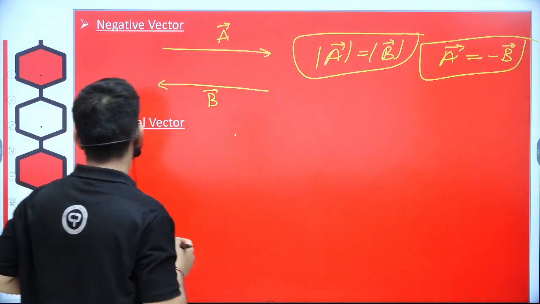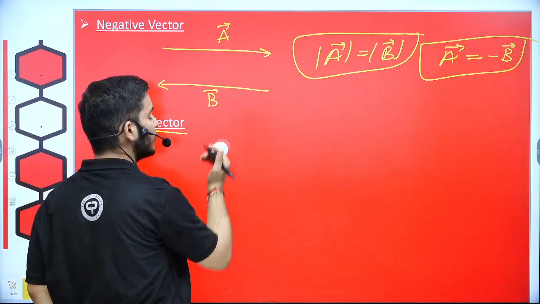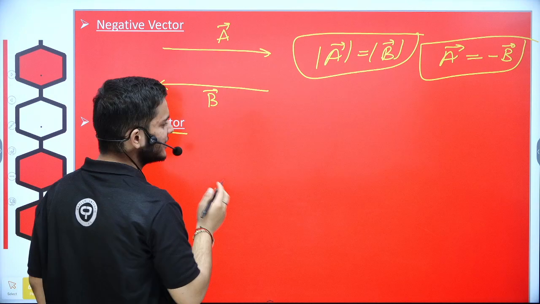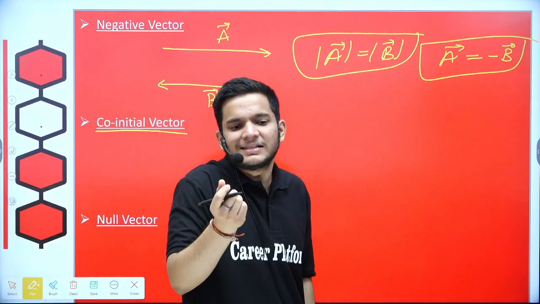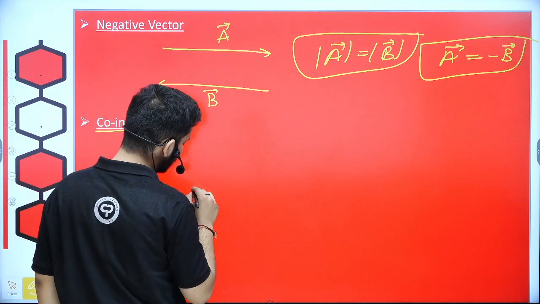Great. So co-initial vectors, let's come to the next topic. What is the next type of vector? Co-initial. Co means same, and initial: when two vectors have the same initial point.